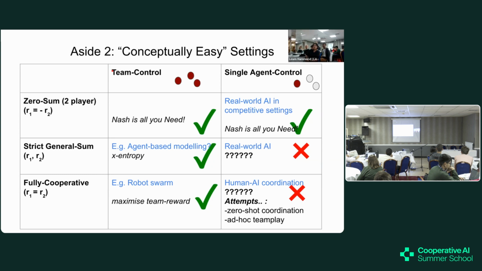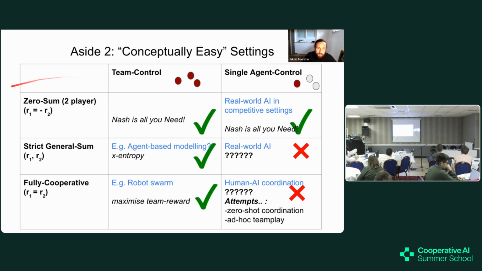What do strict and strict general sum stand for? Strict general sum means I'm excluding zero sum, two-player zero sum, and I'm excluding fully cooperative. Obviously, general sum includes everything in principle. I'm saying strict general sum, it's not one of these corner cases. So in a sense, imagine a square. The area of the square includes the corners. I'm saying exclude the corners.